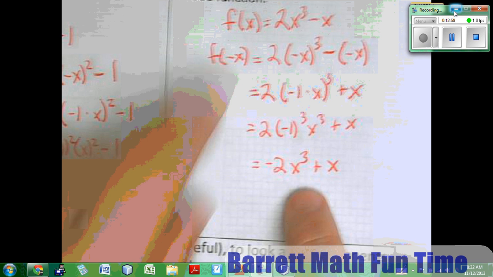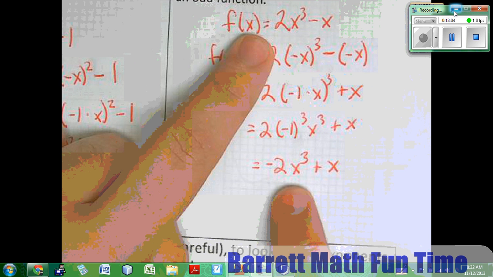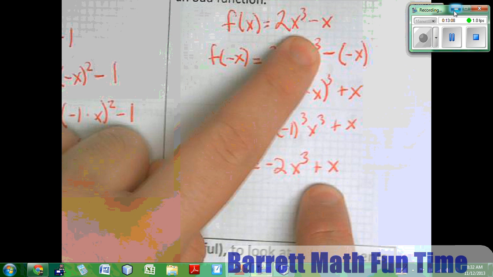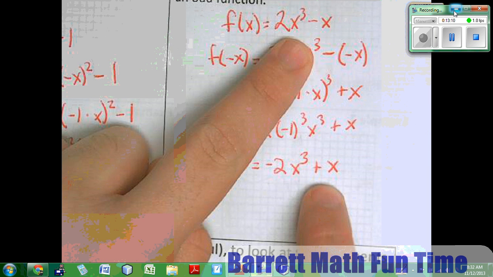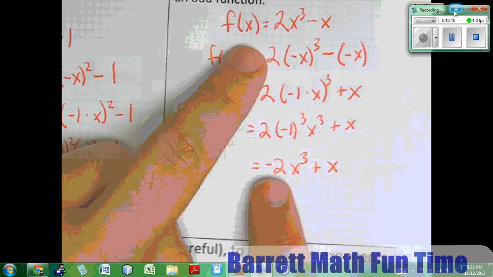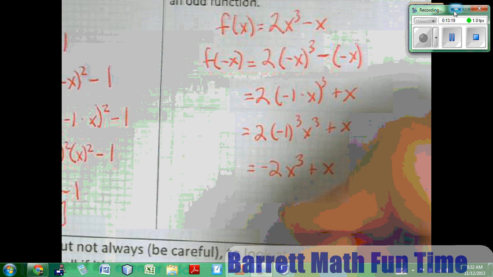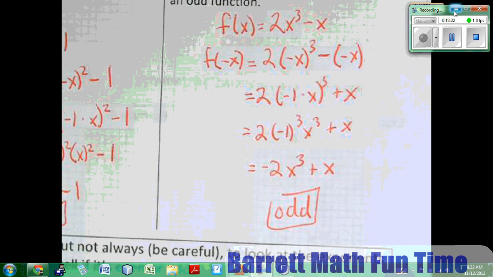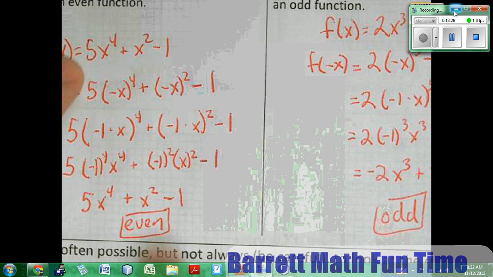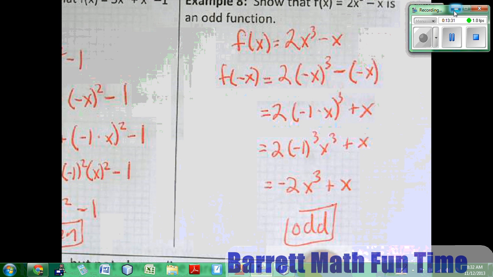You will notice that they are almost the same. The only difference is what? Everything's been flipped on their signs. If you notice that they're the same, except the sign's been flipped, then it must be odd. Got it? So this is odd. If you notice that they're exactly the same, then it's even. If you notice that they're the same, except the signs have been flipped, then it's odd.